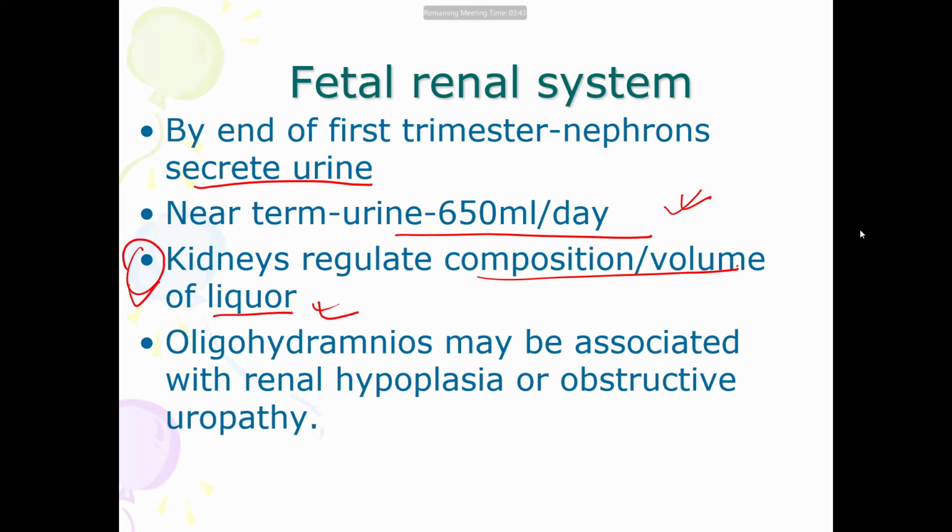So when there is oligohydramnios, meaning the liquor is low, we may suspect a problem with the kidney. It is usually associated with renal hypoplasia or obstructive uropathy. That's why the liquor volume gives indirectly an idea about the renal condition. That was the fetal kidneys.